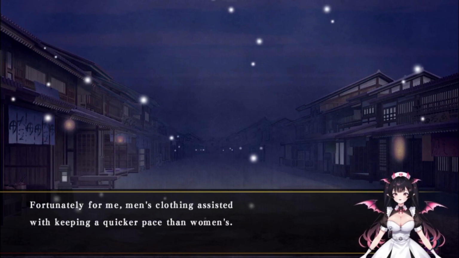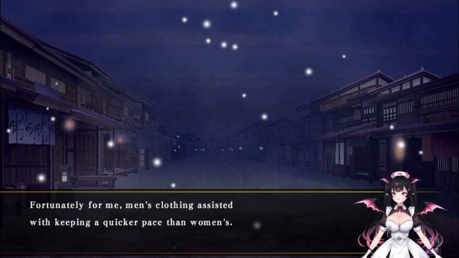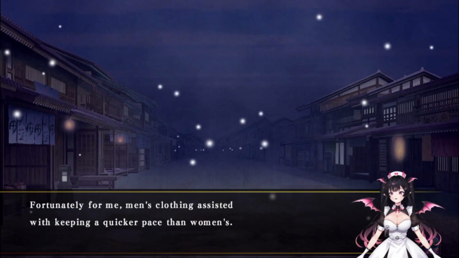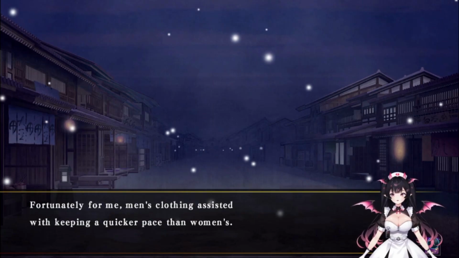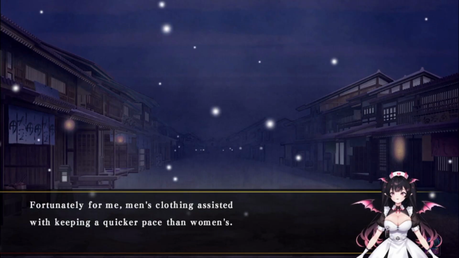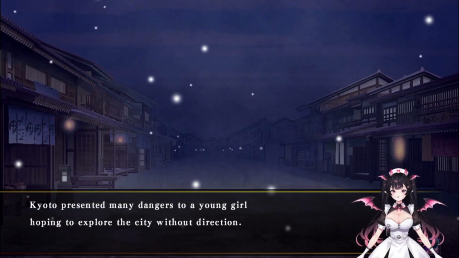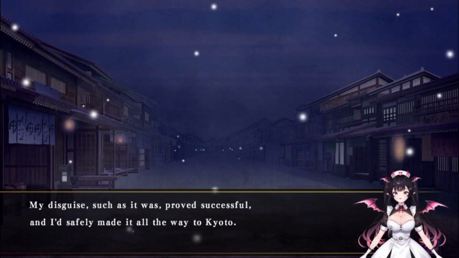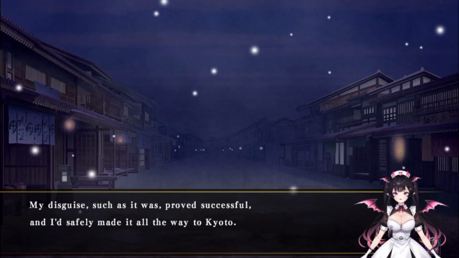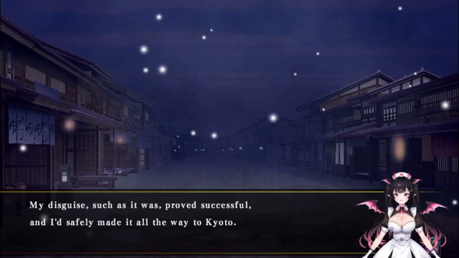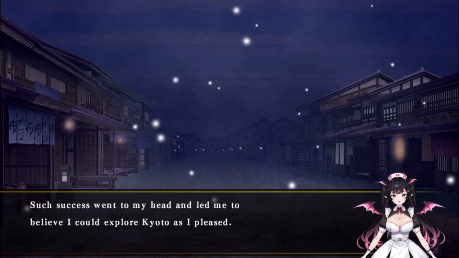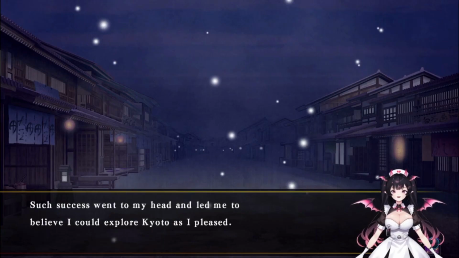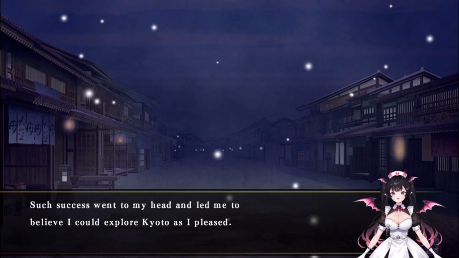Fortunately for me, men's clothing assisted with keeping a quicker pace than women's. Yeah, I mean, you can really move around in men's clothing. Like, a kimono is very closed off, and you're not able to move fast. Kyoto presented many dangers to a young girl hoping to explore the city without direction. My disguise, such as it was, proved successful, and I'd safely made it all the way to Kyoto. Such success went to my head, and led me to believe I could explore Kyoto as I pleased.